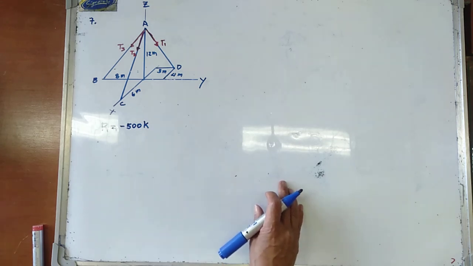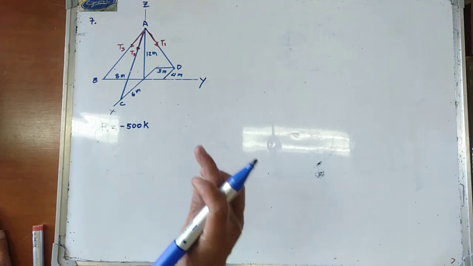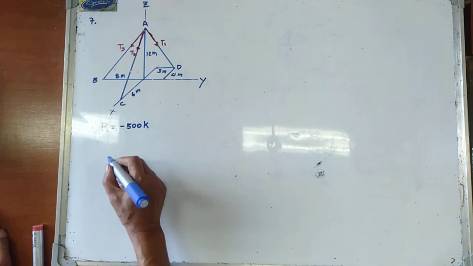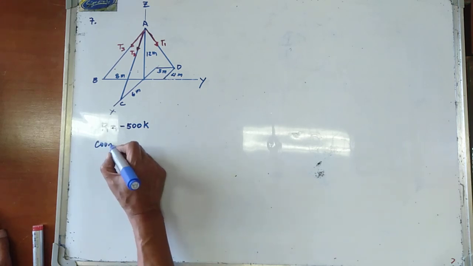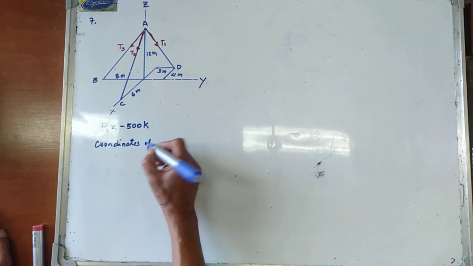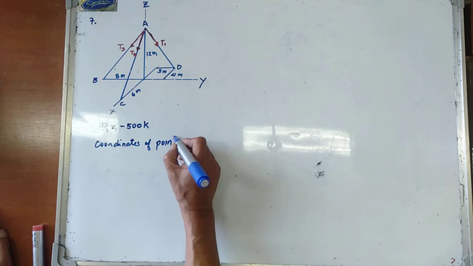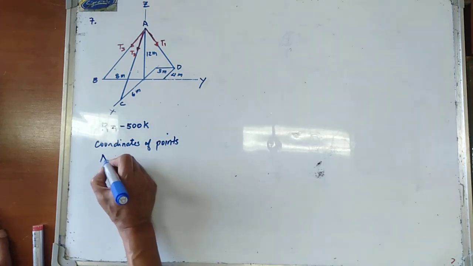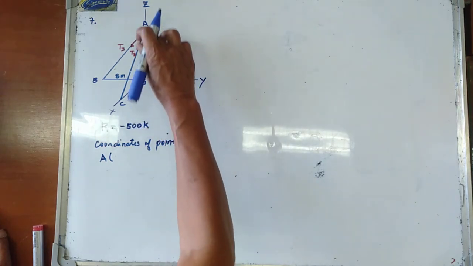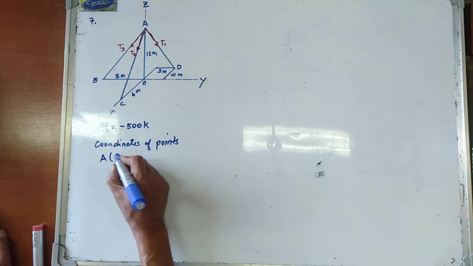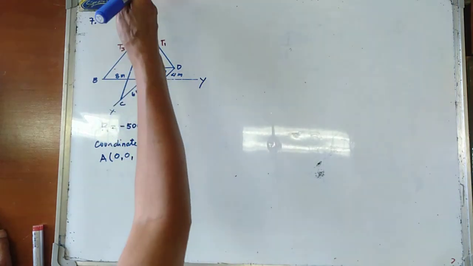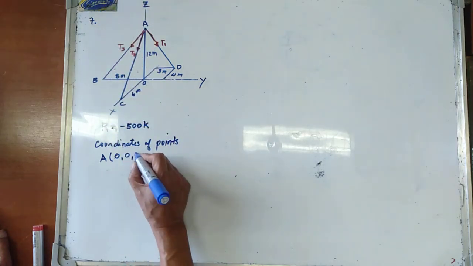So first, let us try to identify the coordinates of the different points. We now have the coordinates of the different points. Start with point A. This is the origin, so the x-coordinate is equal to 0, the y-coordinate is also equal to 0, and the z-coordinate is equal to 12.